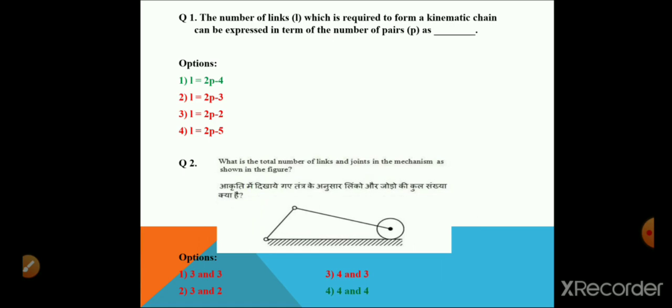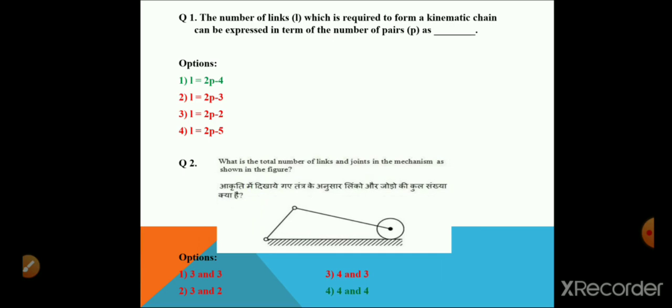can be expressed in terms of number of pairs P. Here P is the pair and L is the link. So the correct answer is option 1. As option 1 is an equation, L is 2P minus 4. Whether this equation is satisfied, then only we can say a kinematic chain.